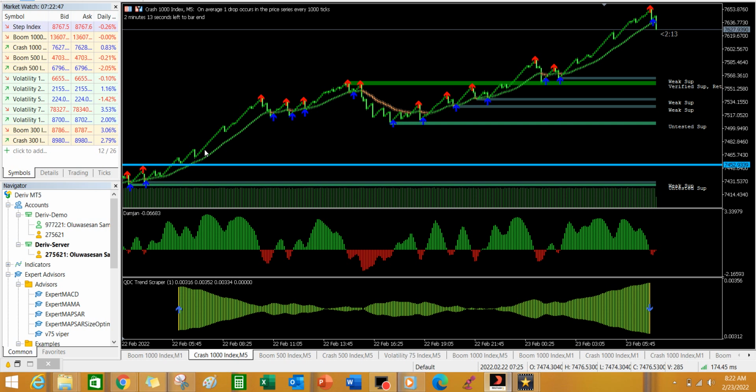Okay, that is why I always tell you, you should have a proper trading plan. Once you have this, you will be able to achieve your daily target easily, and of course you will be able to make consistent profit every day. Okay, so these are some of the things that you need to put in place before you can start trading.